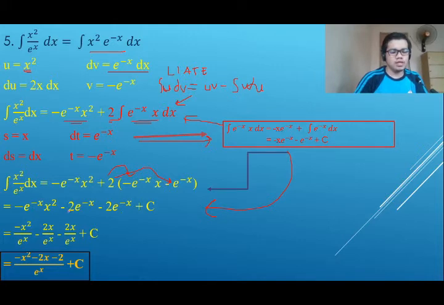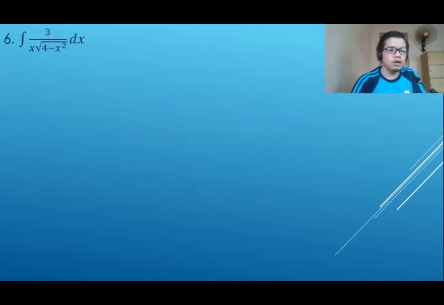Now to simplify, since it's negative x, we can place this at the denominator. So this becomes negative x squared over e to the x minus 2x over e to the x minus 2 over e to the x plus c. Now since they have all the same denominator, we can place them in one fraction as negative x squared minus 2x minus 2 all over e to the x plus c. So that is the final answer for the number 5 problem. Let's go to the next problem. Integral of 3 over x squared times the square root of 4 minus x squared dx.